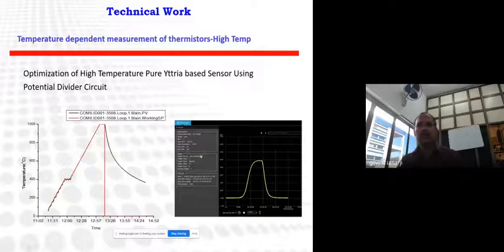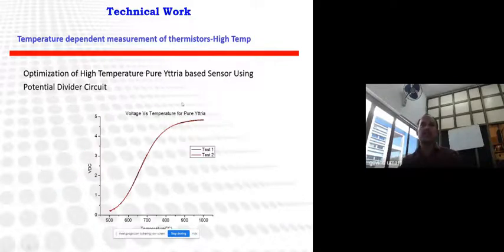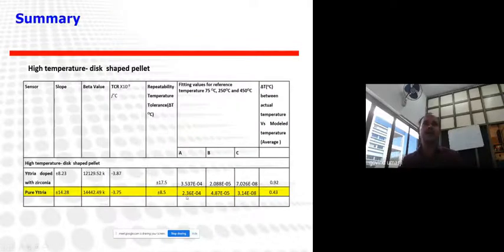We again did the measurement in terms of voltage, as per the requirement of the industry, using a potential divider circuit. We did it 2 to 3 times and got exactly overlapping behavior. What we observe is that pure yttrium oxide is much better than yttrium zirconia in terms of repeatability, beta values, and delta T.